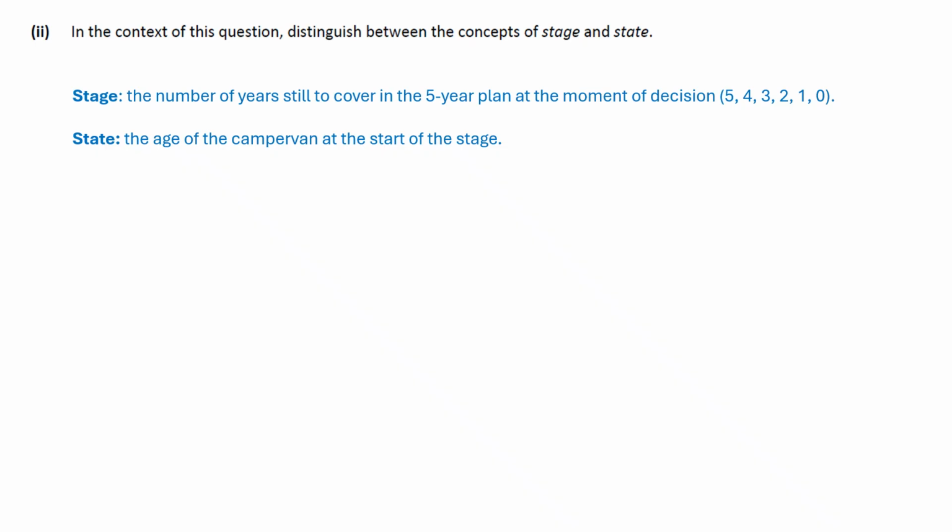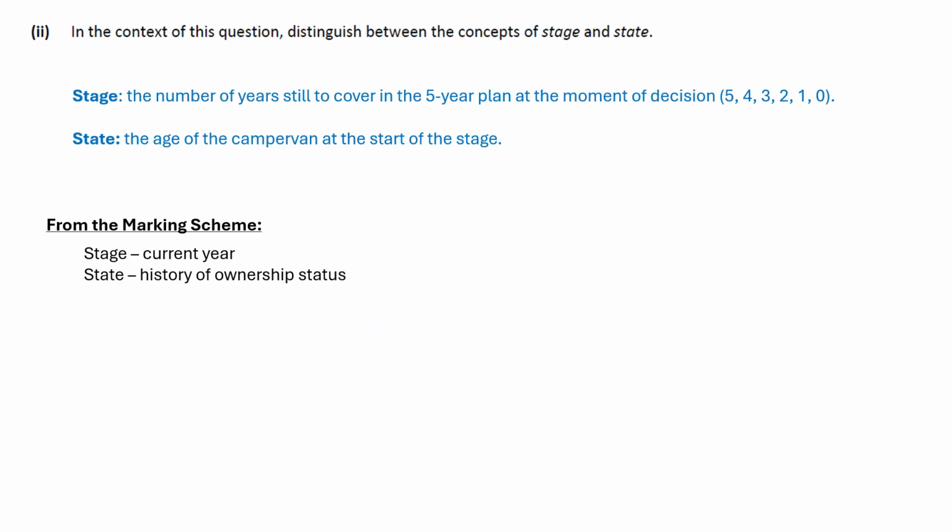With regards how we do these particular questions, we simplify them. So our state is not the state in the true sense of what dynamic programming is. The true sense of dynamic programming, it should be the age of the camper van. However, it's not really. But this would be enough to get you your marks. And from the marking scheme, what they've said is the stage is your current year. So that's what it ties back to. And state is like a history of ownership. And they would have accepted age there, because that would have been absolutely valid.